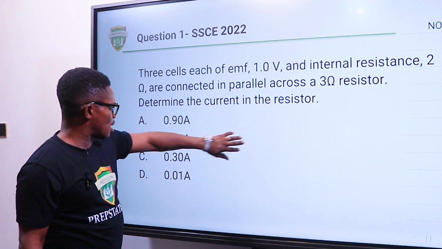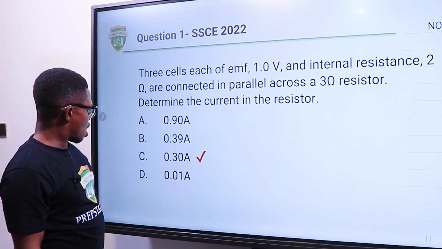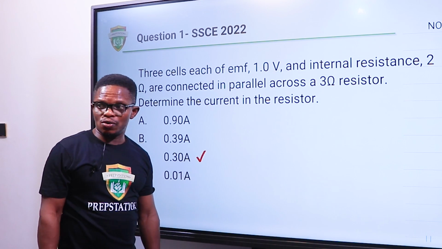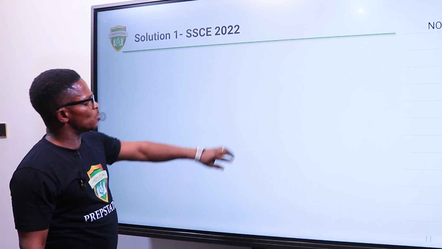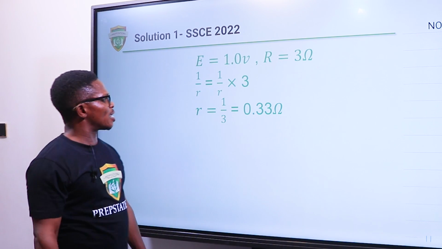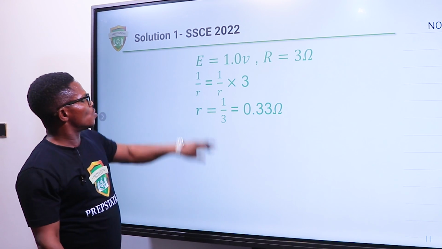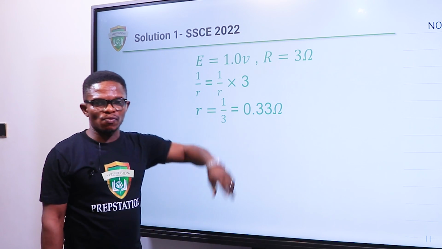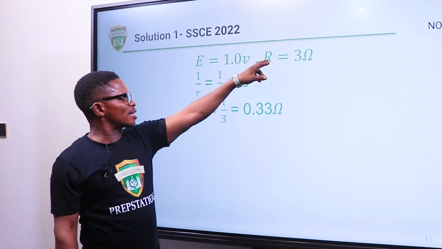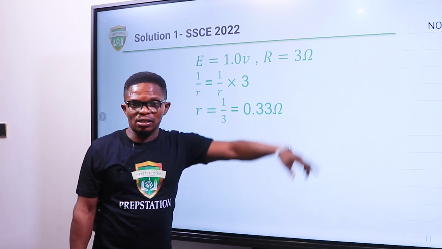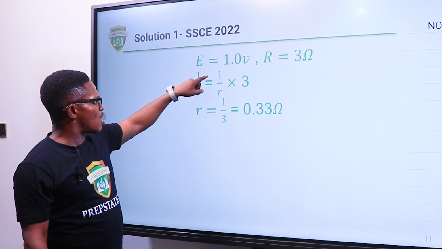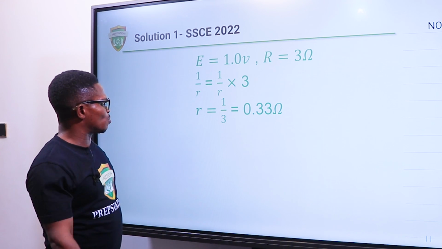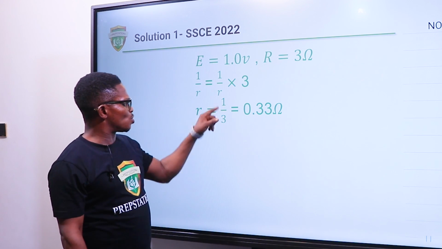All right, so the answer to this question is 0.30, but then how do we get here? So let me quickly put you through how we got that answer. All right, so E is 1.0 volts, and then the external resistance is 3 ohms. Then 1 over R is equal to 1 over R times 3. So R is 1 over 3 ohms.